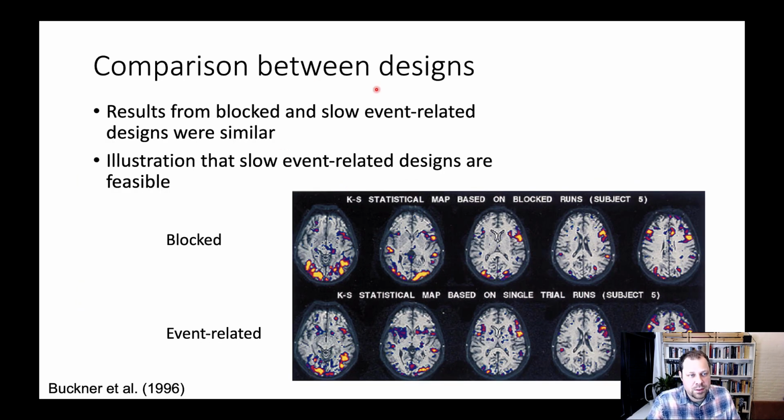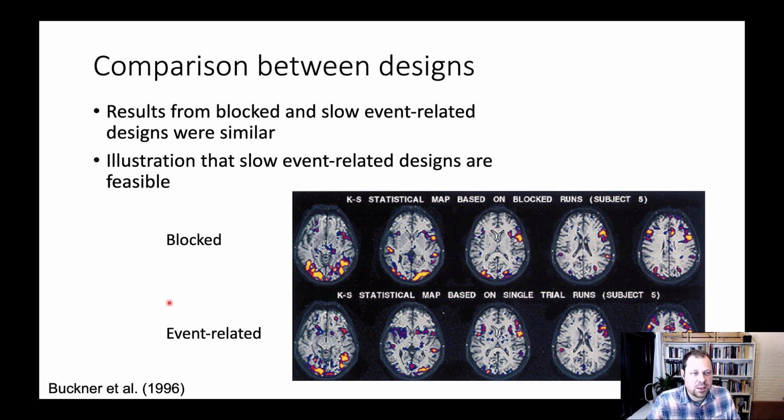Comparing between these designs also showed clearly that we get similar maps. This is the statistical map for blocked runs, which shows a lot of visual activation, but then this right prefrontal region here. And this is the statistical map for single trials for the same subject, showing also visual activation and this right frontal area that also shows activation. You can see that these are quite similar, but that there's a bit lower spatial extent in the single trial design.